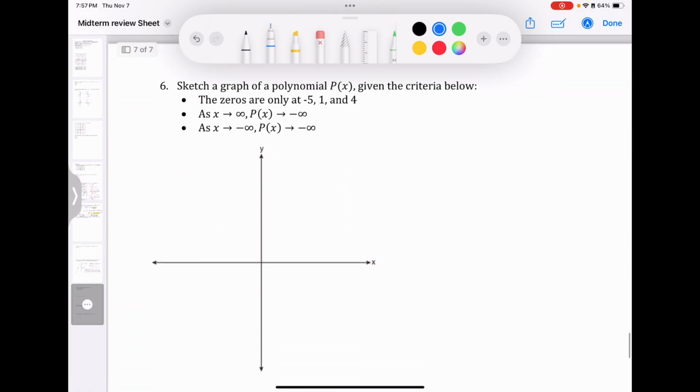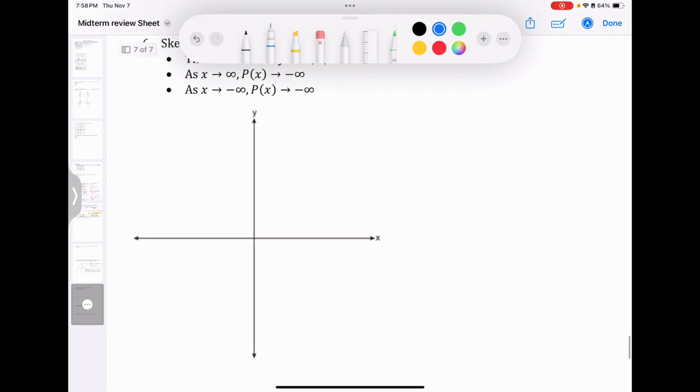Let's do number 6. It says, sketch a graph of a polynomial p of x given the criteria below. The zeros are only at -5, 1, and 4. And then we have some end behavior. As x goes towards positive infinity, p of x approaches -infinity. And as x approaches -infinity, the polynomial p of x also approaches -infinity.